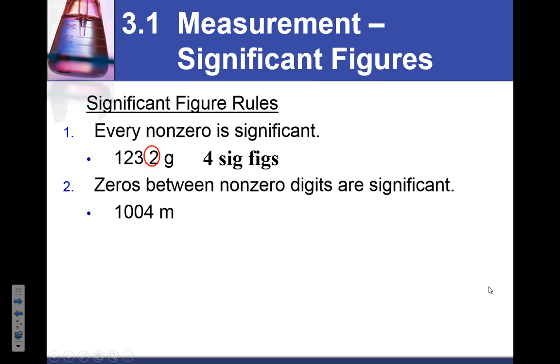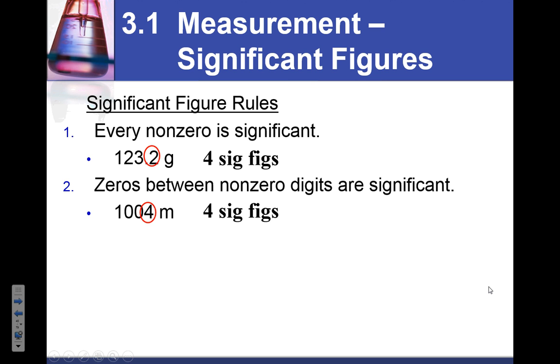So zeros between non-zeros are always significant. This would have four significant digits, and that 4 is where my estimate or uncertain digit is. So it's like 1004 plus or minus 1. Somewhere between 1003 and 1005 is where the true value of that measurement is.